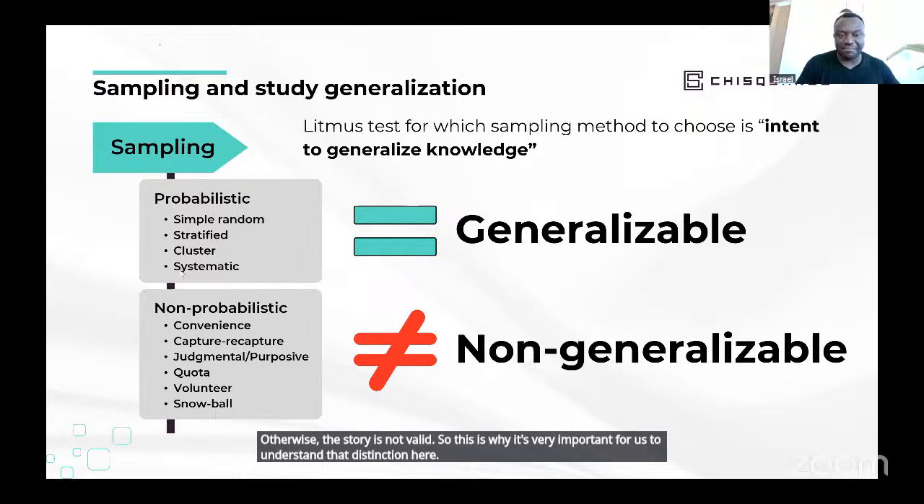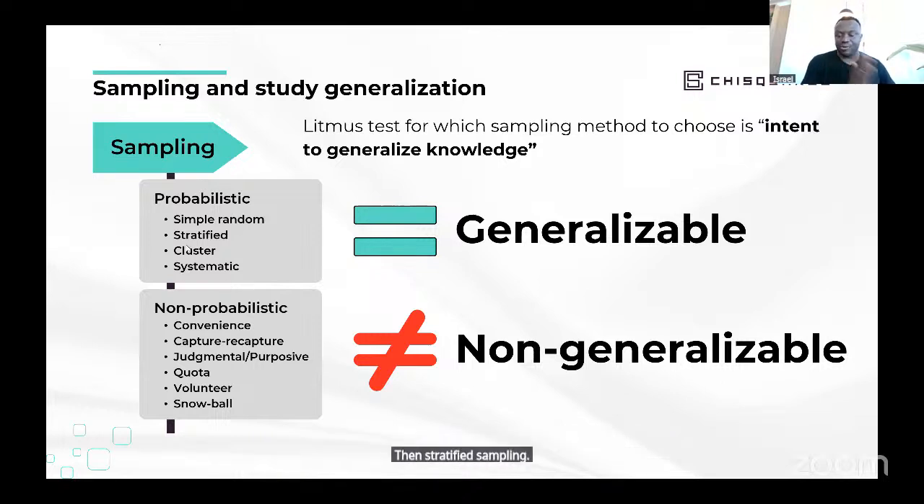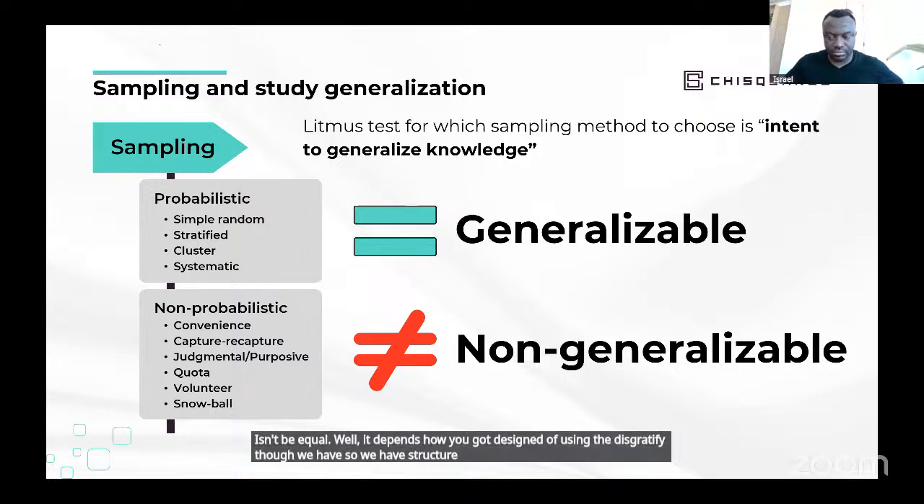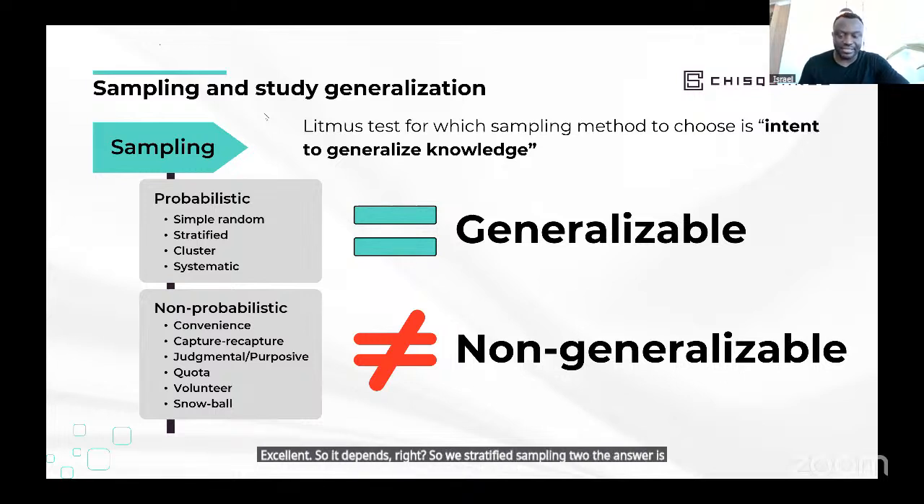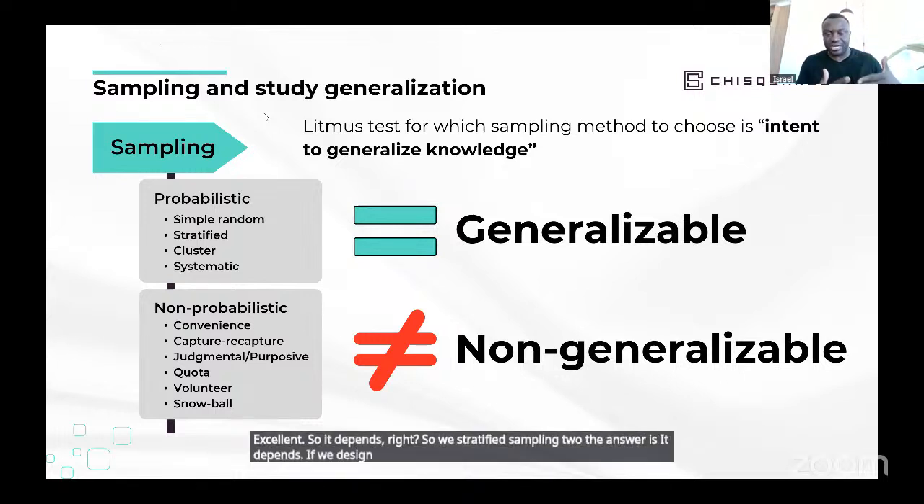Then stratified sampling. Is it equal or non-equal? It may be equal, but it depends on how the researcher designed the stratification. We have strata, we have stratum. So it depends how you structure your research design. Excellent. So it depends, right? So with stratified sampling too, the answer is it depends. Stratification could be proportionate or disproportionate, right?